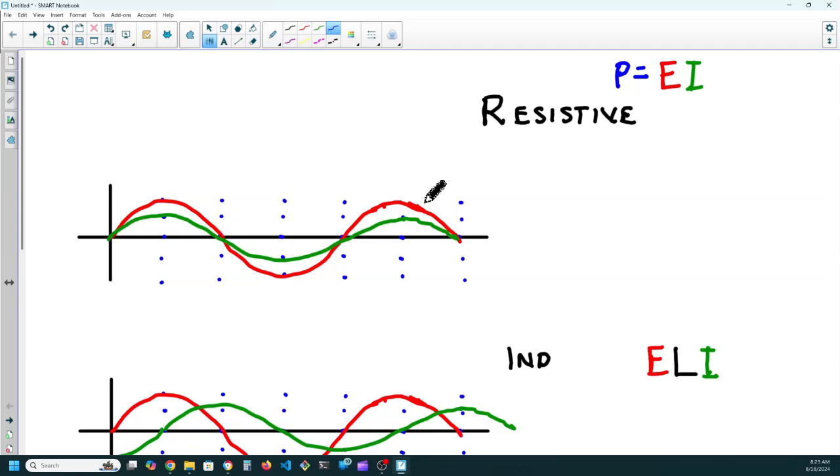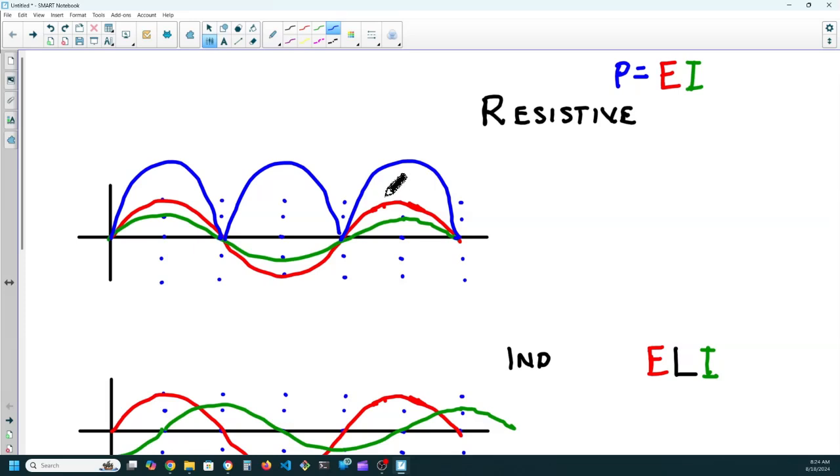So here's a purely resistive circuit. And when we have a positive voltage and a positive current, our power is going to be positive. And when we have a negative voltage and a negative current, a negative times a negative is positive. We're going to have a positive power. And then when we're back to having a positive voltage and a positive current, we're back to having a positive power.